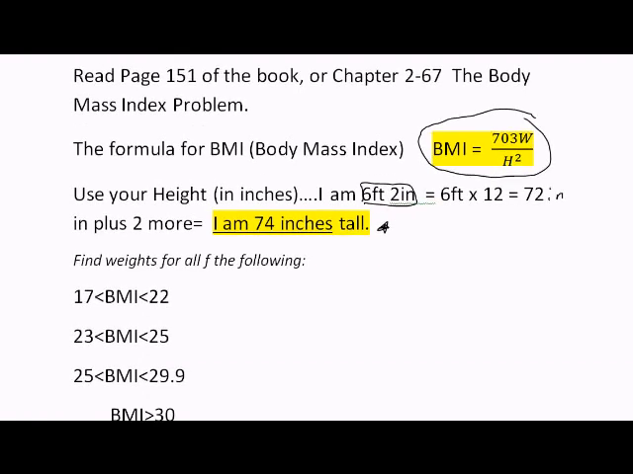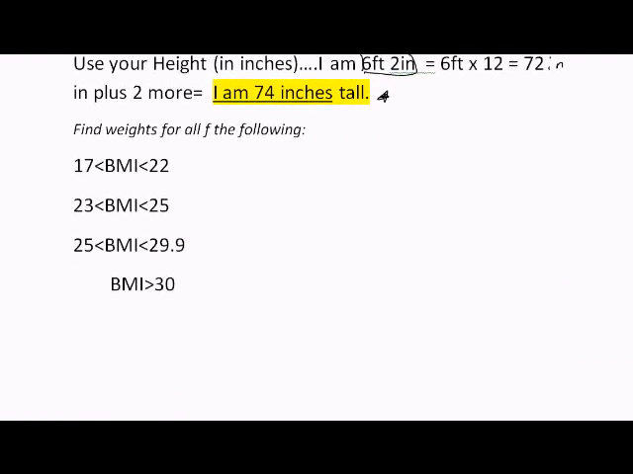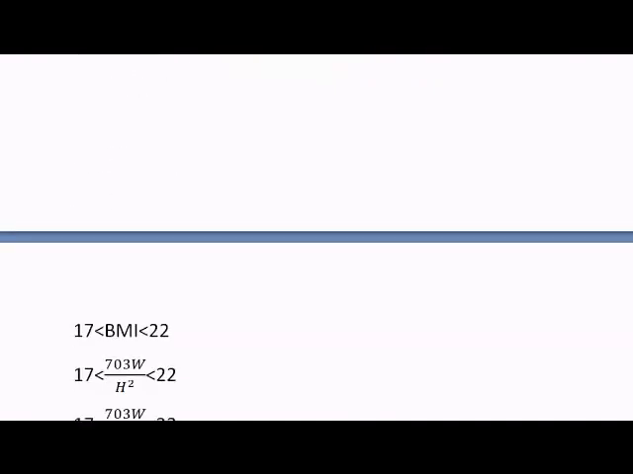And then if you go to the actual assignment, it tells you to do this for a body mass index between 17 and 22, 23 and 25, 25 and 29.9, and a body mass index greater than 30. So what we're going to do is find the ranges for weights, the weights of each of these categories.